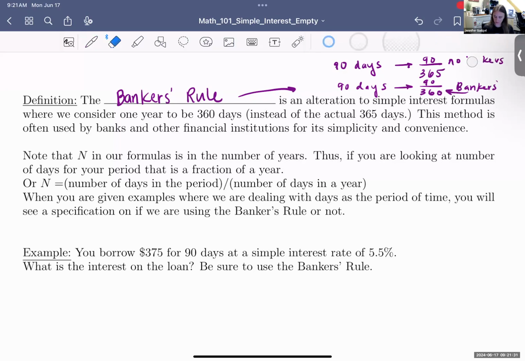Sorry, I got a little messy. It's even worse. I'm sorry. Banker's rule.